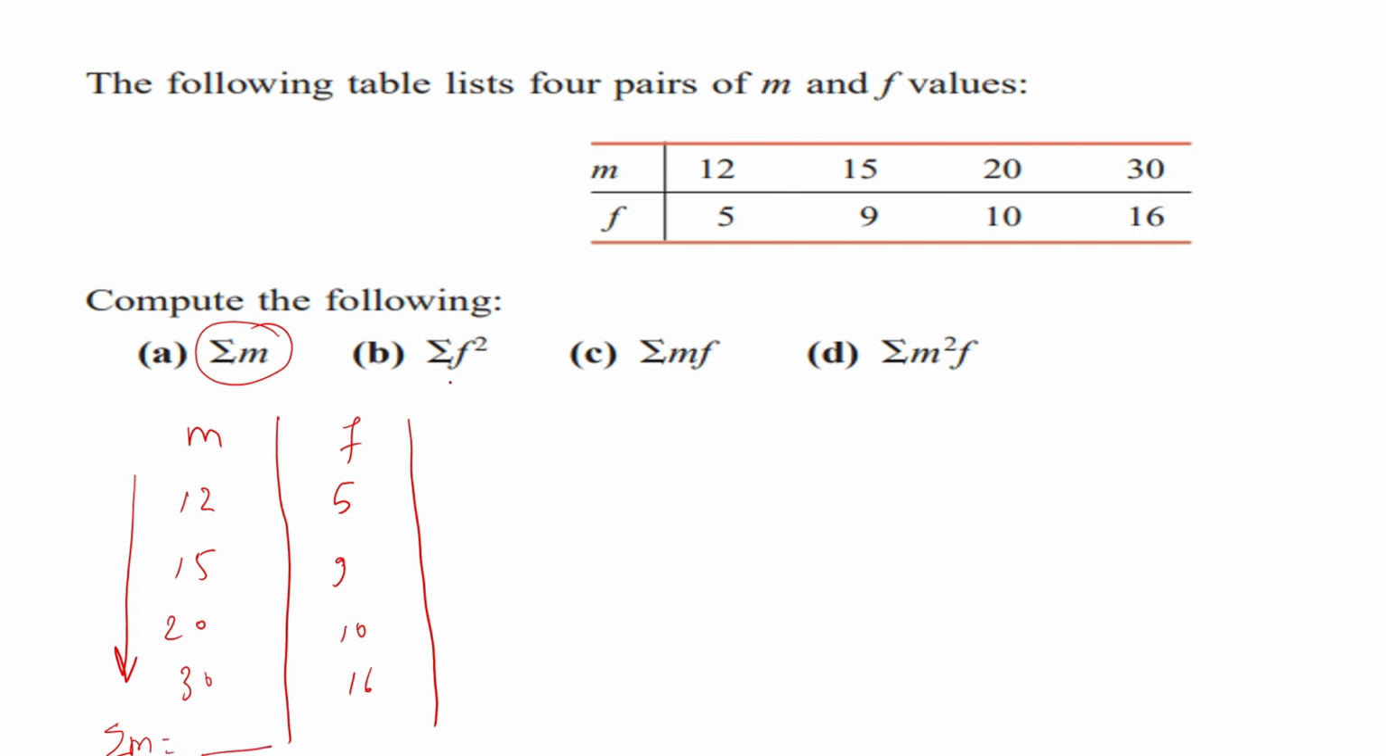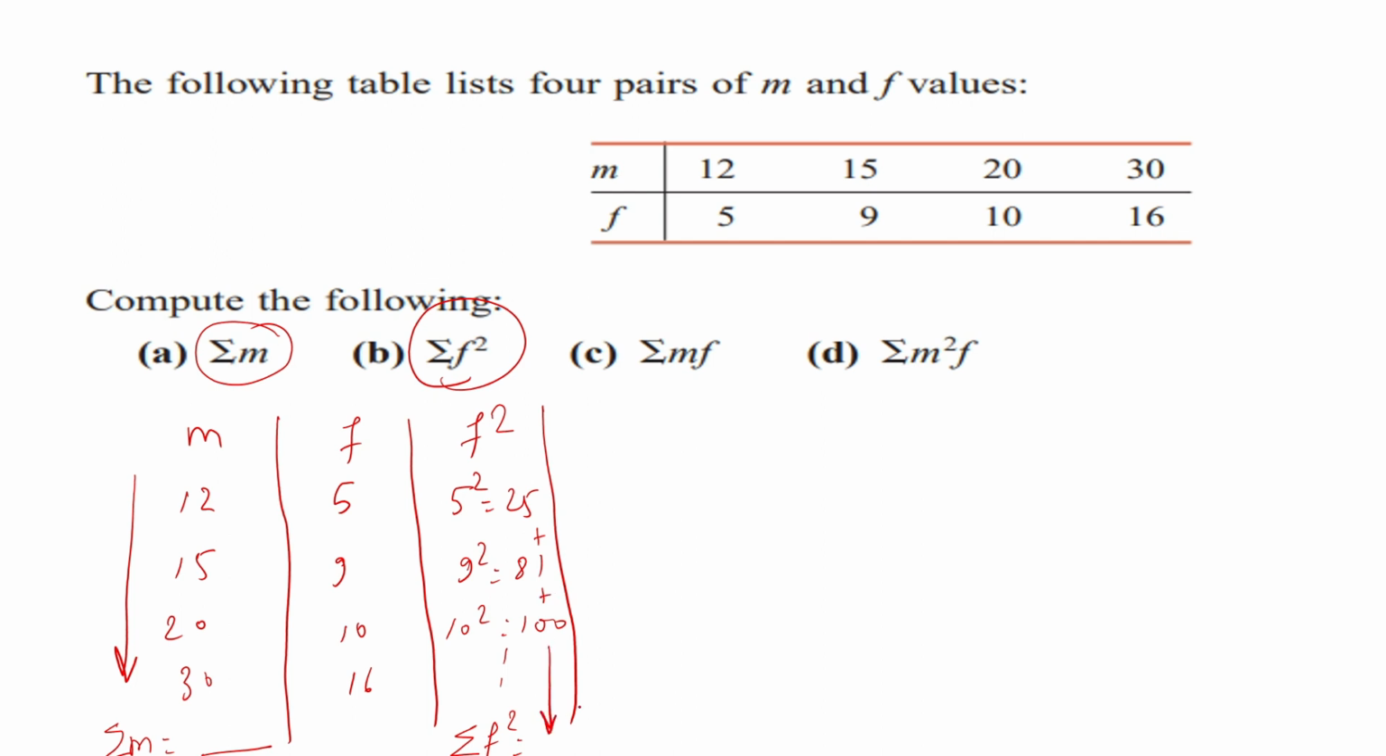In sigma f square we have to find f square first, and f square will be 5 square which is 25, 9 square which is 81, 10 square which is 100 and so on. After finding the square of f we find sigma f square by adding all these. And here is sigma mf. So mf means m multiplied by f. In this case we multiply the value of m by 5, we get 60, and so on.